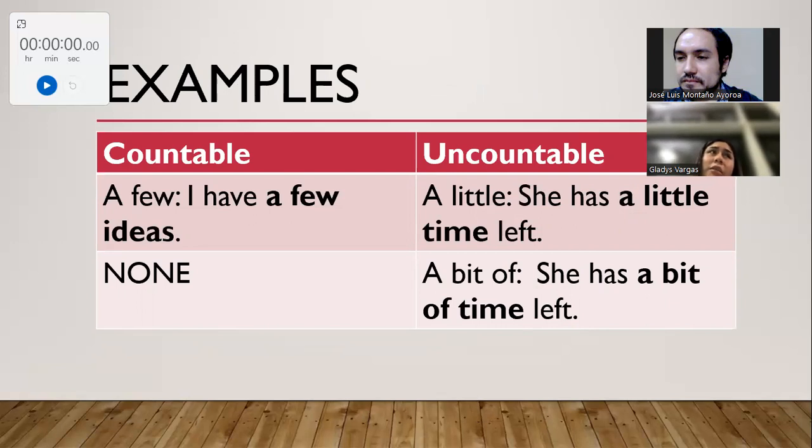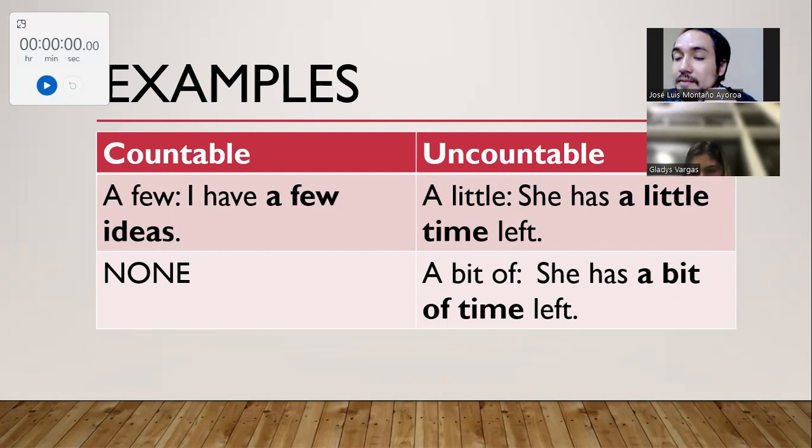Some for countable and any for uncountable. All right. Some is for countable, but some is also for uncountable. And actually, both of them, Gladys, both are for countable and uncountable. Both work with both of them.